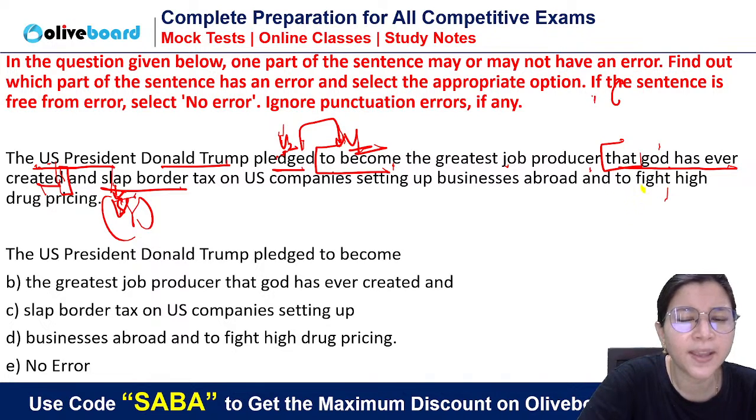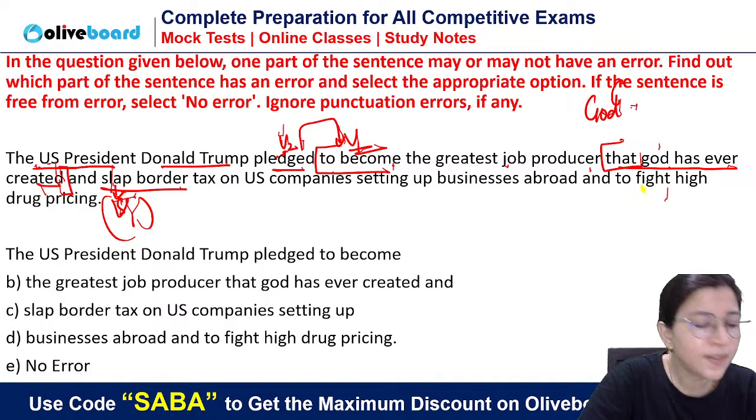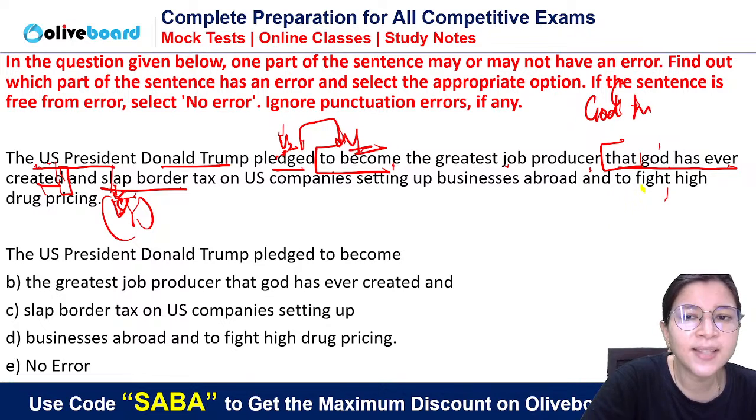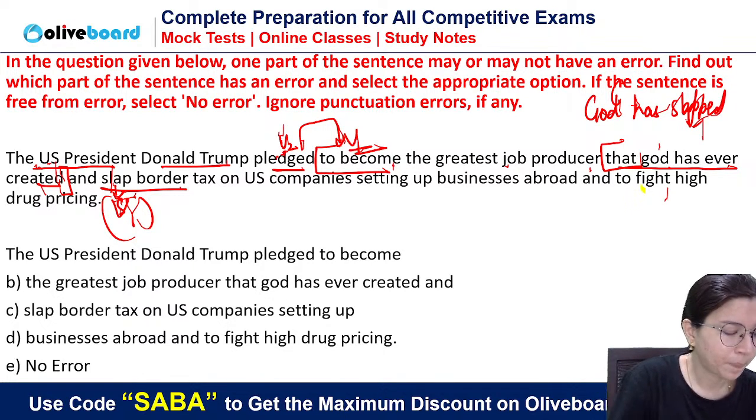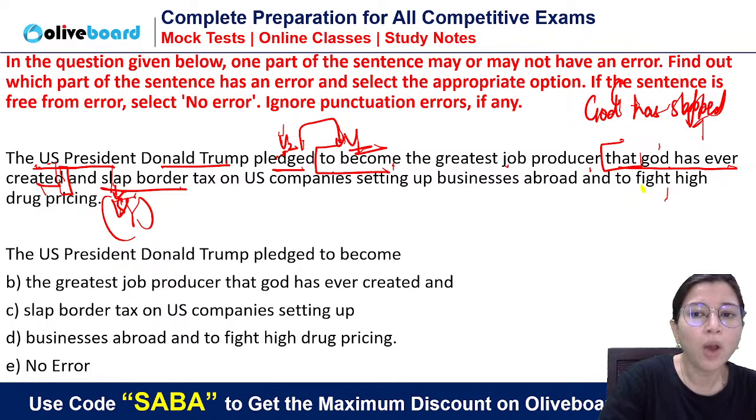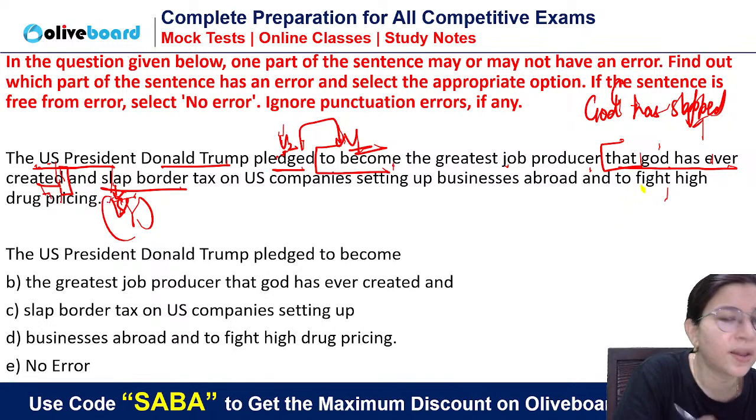ये God ने slap किया है क्या? सिर्फ पैरेललिज्म के लिए भी कभी कभी आपको सेंस लगाना पड़ेगा. Now tell me, God has slapped border tax. गॉड आकर के बॉर्डर टैक्स हटा दिए हैं, मतलब लगा दिए हैं, सॉरी. God has slapped the border tax और Donald Trump has slapped the border tax. Tell me, तो how can you say parallelism is here?